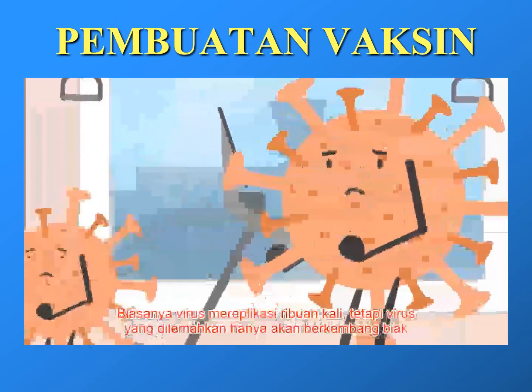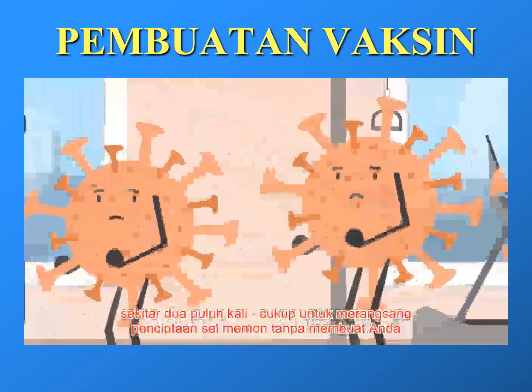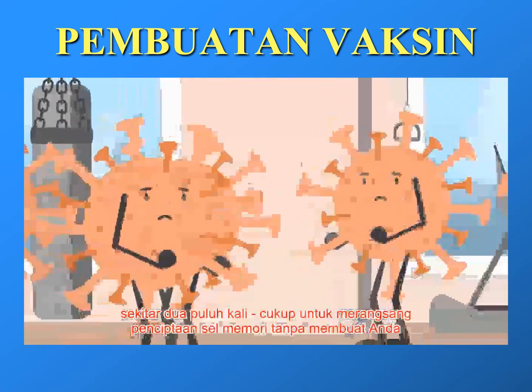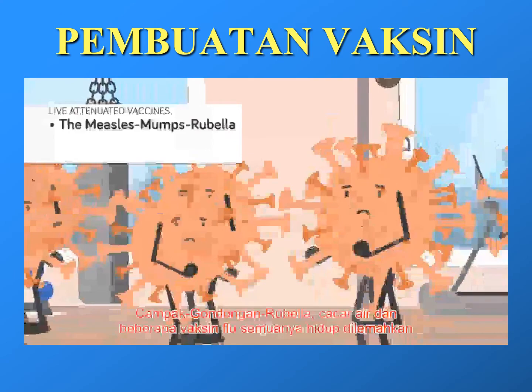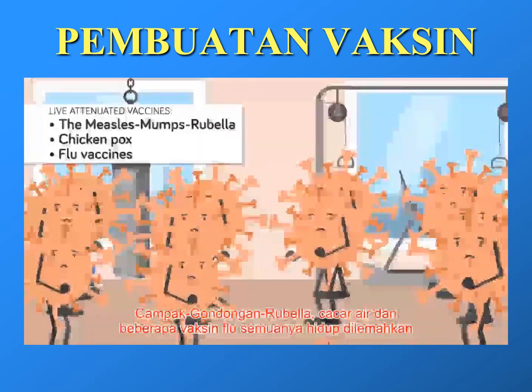Normally, viruses replicate thousands of times, but attenuated viruses will only reproduce about 20 times, enough to stimulate the creation of memory cells without making you sick. The measles, mumps, and rubella, chickenpox, and some flu vaccines are all live attenuated vaccines.